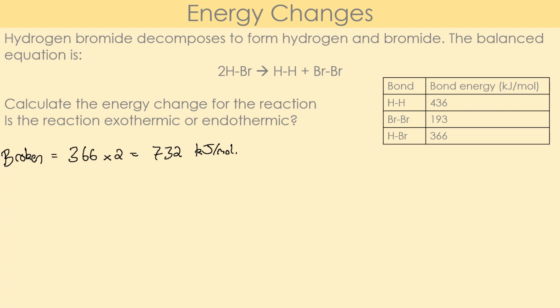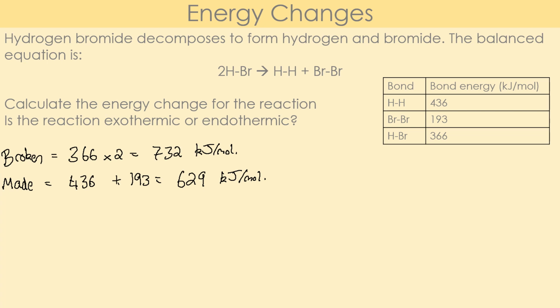I'm now going to work out my bonds made. Is my hydrogen, which is 436, plus my bromine, which is 193. So I've got 436 plus 193 equals 629 kilojoules per mole.